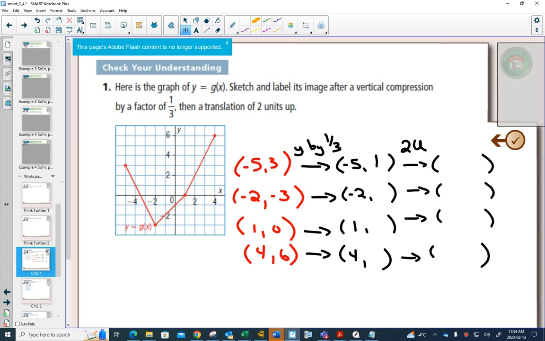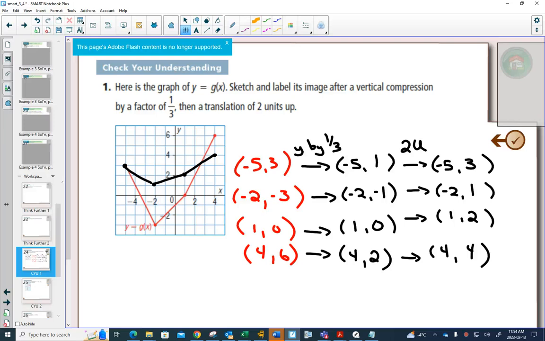Y values by 1/3, this will be 1, -1, 0, and 2. 2 up, my x values don't change again, so I'll just rewrite them. 2 units up, this will become 3, +1, 2, and 4. So I label my points (-5, 3), (-2, 1), (1, 2), and (4, 4). Connect the dots. And I've drawn the new graph after it's been compressed vertically by a factor of 1/3 and translated 2 units up.